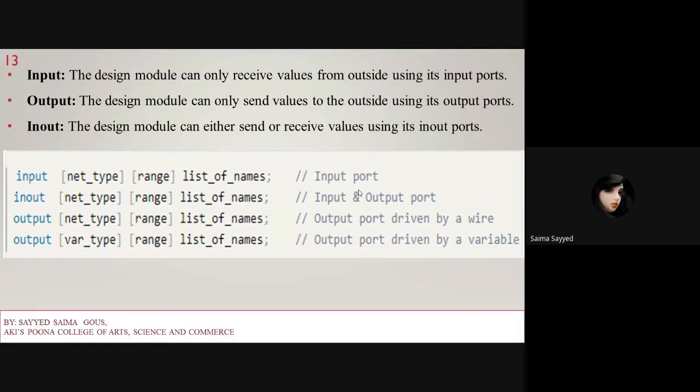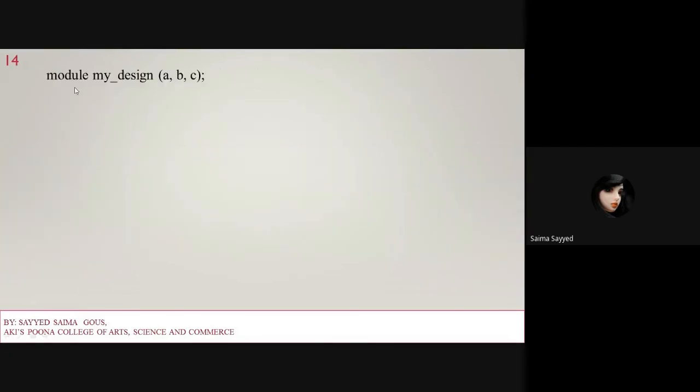So it can be used as an input or as an output port. This is the syntax of using input, output. Here, input, net type, range, then list of names; then inout, net type, range, list of names; then again output, net type, range, and list of names. Here you can define variables also. Output, variable type, then range, and then after that the list of names.